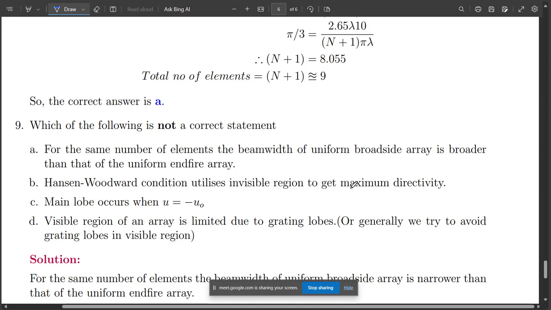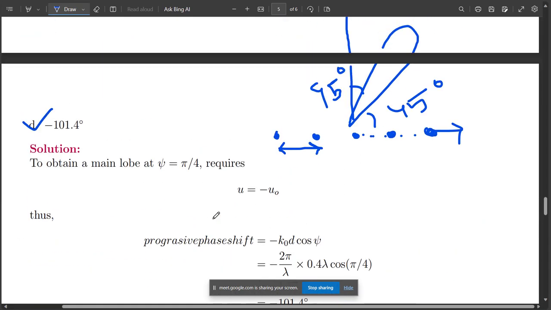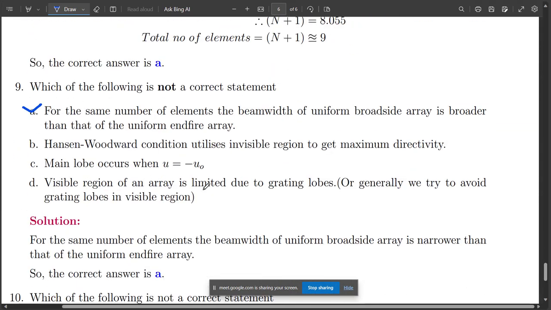Okay. Statement B, Hansen-Woodward. So you already got that option A is the incorrect statement. Do you have any doubt? I have already told you about statement C. We discussed this in previous questions, I guess. Yeah, question number 6 we discussed. So I have already discussed this with you.